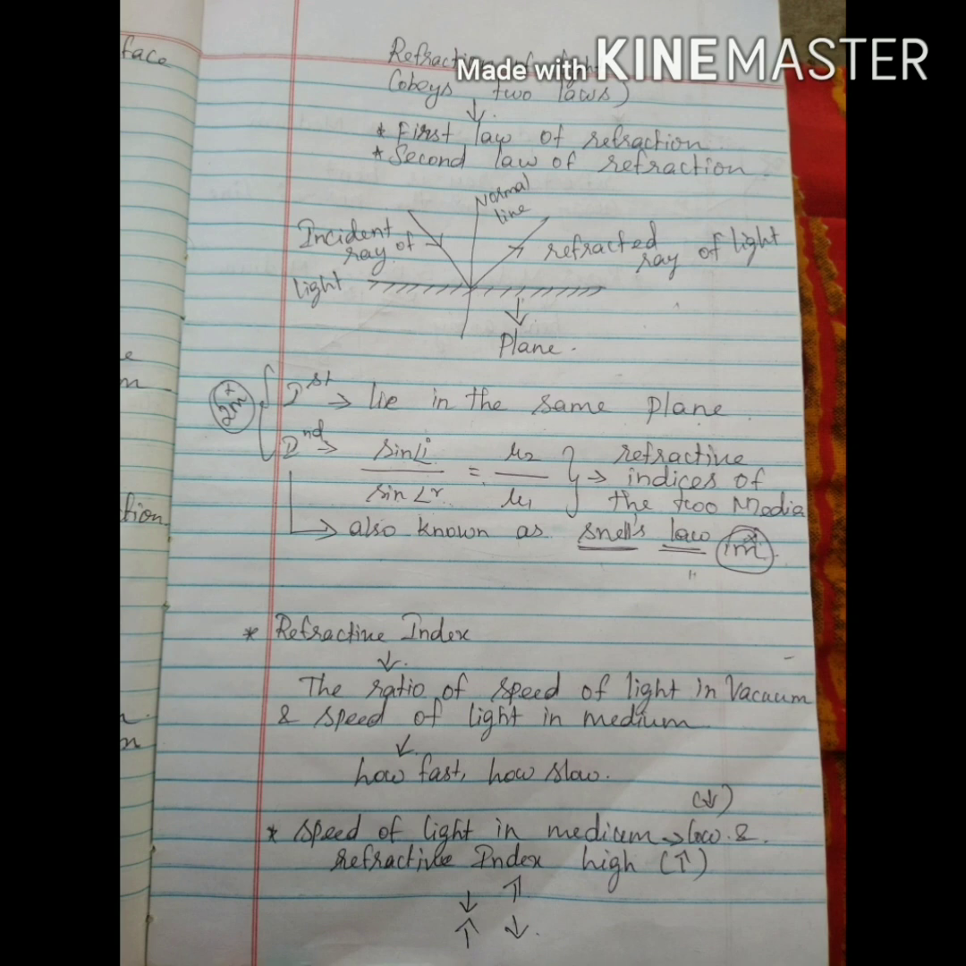Next point, refractive index. The refractive index is defined as the ratio of the speed of light in vacuum to the speed of light in the medium. The speed of light indicates how fast or how slow. See the next point: when the speed of light in a medium is low, the refractive index is high. Another way, when the speed of light in a medium is high, the refractive index is low.